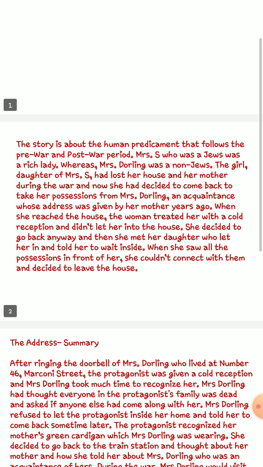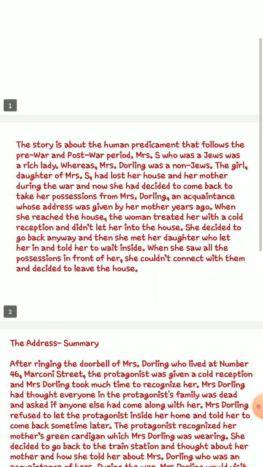And then on her next visit, she met with Mrs. Doling's daughter. Thank God, as I told you previously, Mrs. Doling's daughter was not like her mother, who let her in and told her to wait inside. Now, the important thing is that Mrs. Doling's daughter allowed her inside the house, but the narrator felt very much uncomfortable. At the same time, she was shocked.